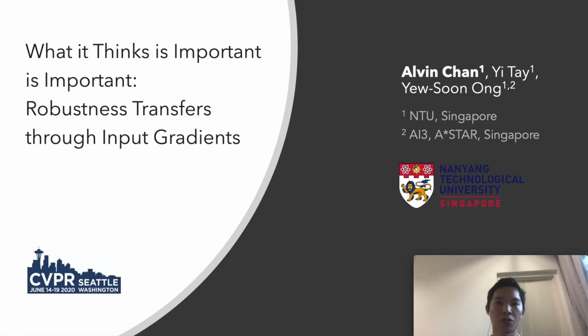The key result of our work here is that it is possible to transfer adversarial robustness from one model to another model that has a totally different model architecture for the first time.